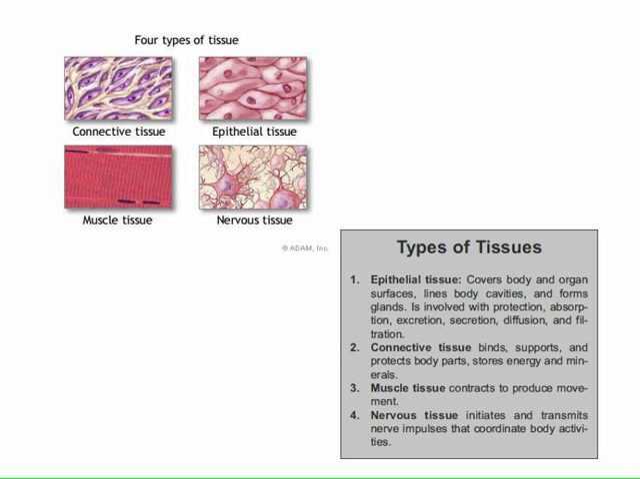We learned about the 4 types of tissue in the human body. They are connective tissue, epithelial tissue, muscle tissue, and nervous tissue. Here, it goes over the function. So epithelial tissue covers the body and organ surfaces. It lines body cavities and forms glands. It's involved with protection, absorption, excretion, secretion, diffusion, and filtration.